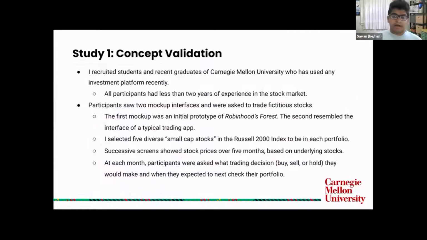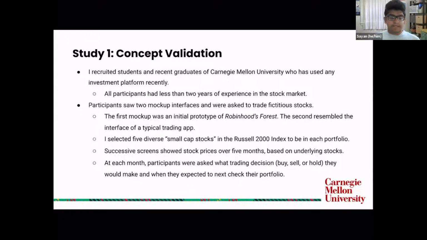In order to validate a prototype for Robinhood's forest, we ran two small-scale studies. The first was a pilot study. We recruited participants who were recent graduates of or current students at CMU, and all of them had less than 2 years of experience in the stock market. These participants were found through snowball sampling. We chose this particular demographic because we wanted to cater the design of Robinhood's forest to young, new retail investors. These participants had used services such as Robinhood, Interactive Brokers, Charles Schwab, and E-Trade in the past.